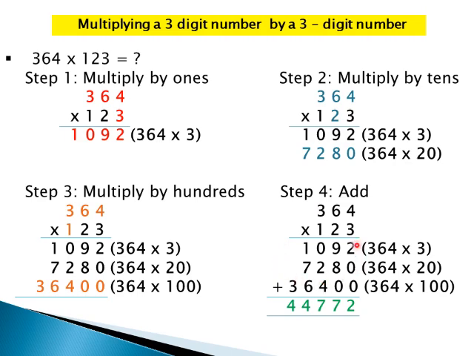That is 1092 plus 7280 plus 36,400. So the answer is 44,772. So 364 multiplied with 123 gives 44,772.